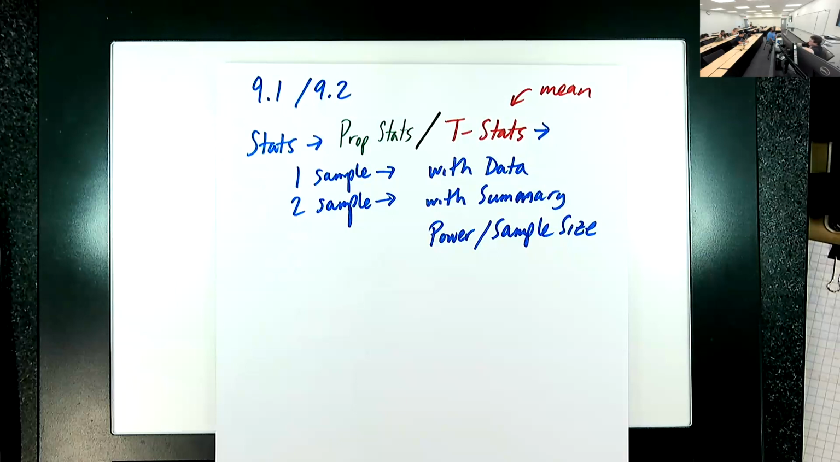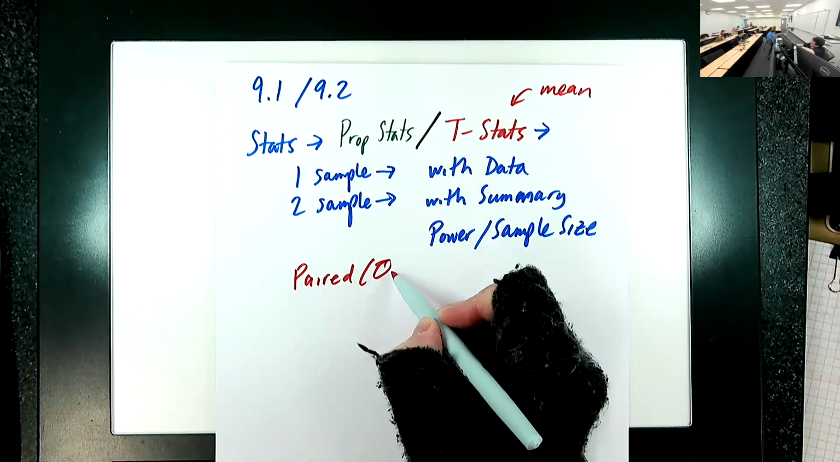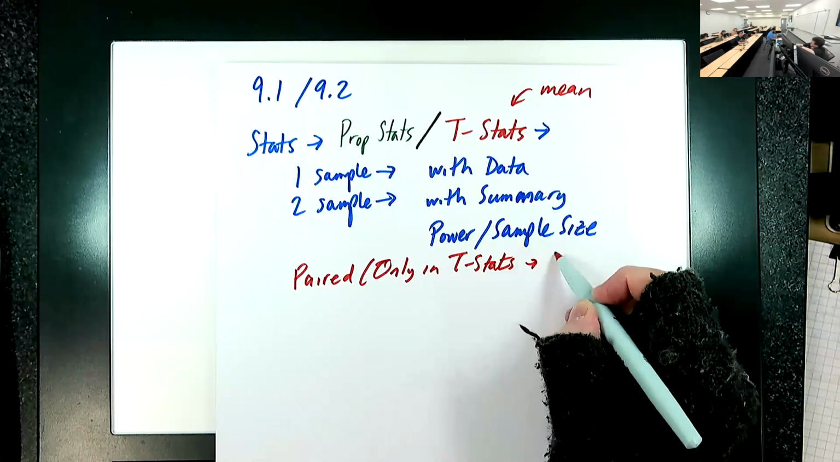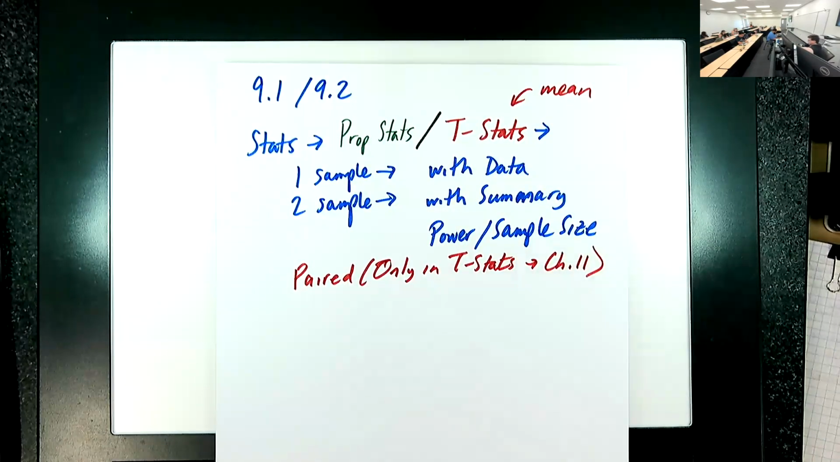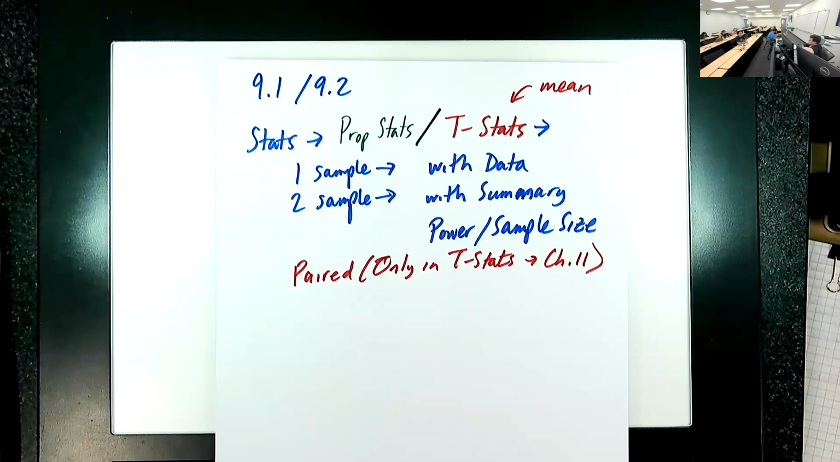T-stats has one other column here, and this one is paired. This is only in t-stats, and it's going to be chapter 11. Paired is with data, with summary is under that. Yeah, it's on the same tier as 1 sample and 2 sample. Paired is only on t-stats, and it doesn't have these other options because it requires data. You cannot have paired data without having the data listed. You can't summarize that. We'll see that in chapter 11.